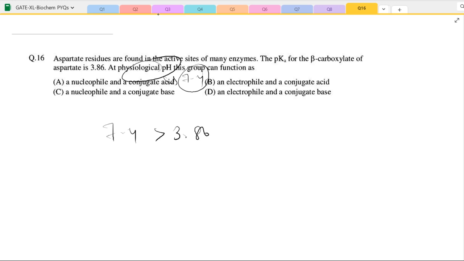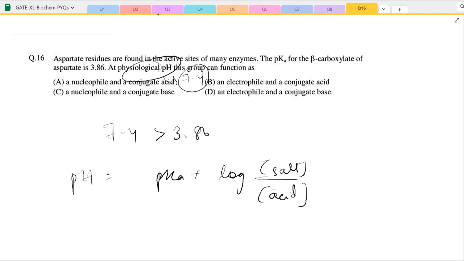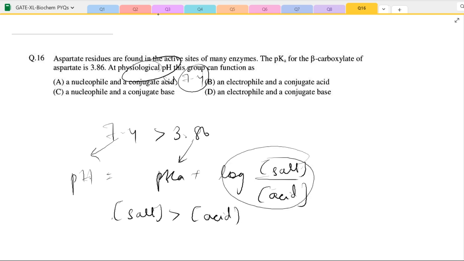If you look at the Henderson-Hasselbalch equation, which says that pH is equal to pKa plus log of salt by acid concentration, here you find that the pH is greater than pKa, because pH is the physiological pH and pKa is 3.86. Which means that the salt concentration is greater than the acid concentration, right? Because this term is positive, which means that salt is greater than acid.